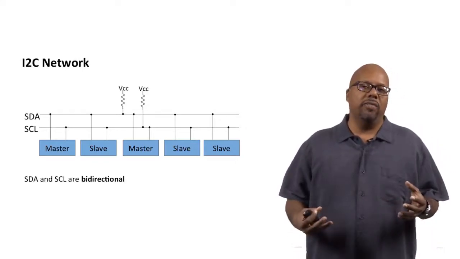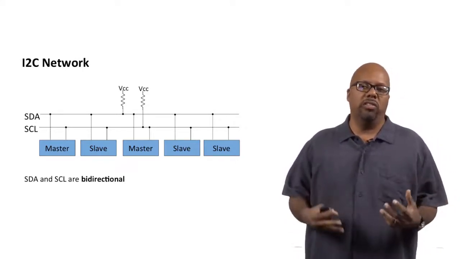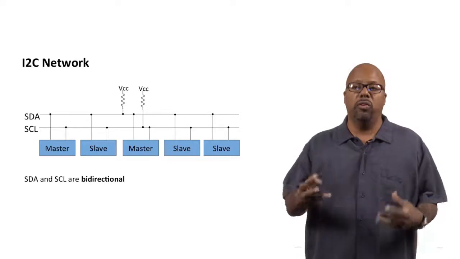We'll be talking about networks with just 2 nodes, 1 master, 1 slave, but you can have much larger networks like the one we're seeing here.